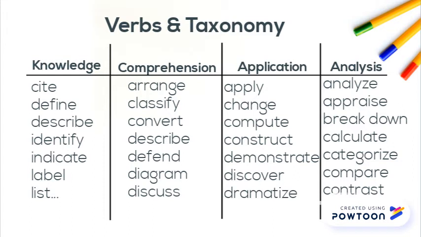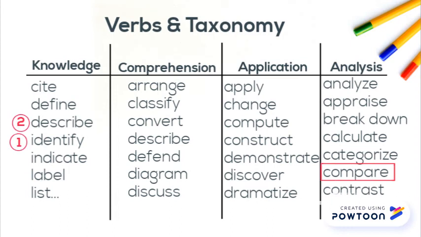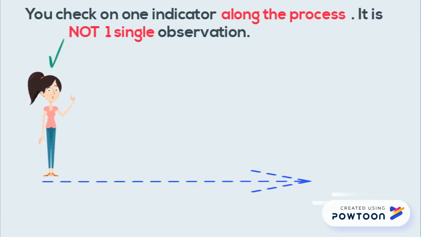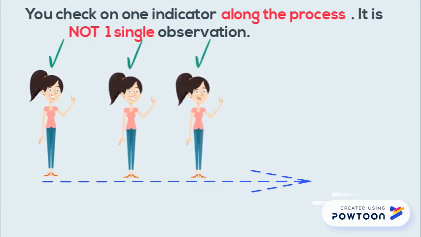For example, if the goal or objective uses the word compare, you could have one indicator for learners to identify elements, another to describe the elements, classify them, and finally compare, because learners need all these processes before they are able to compare. You check one indicator along the process. It is not just one single observation.